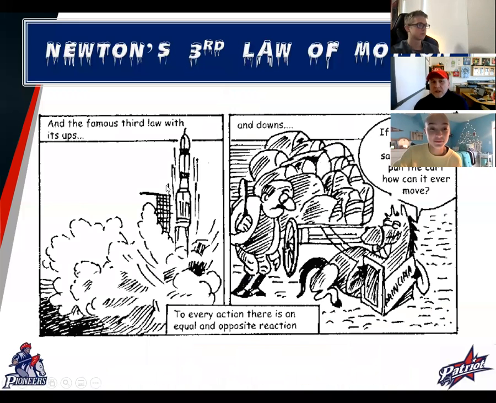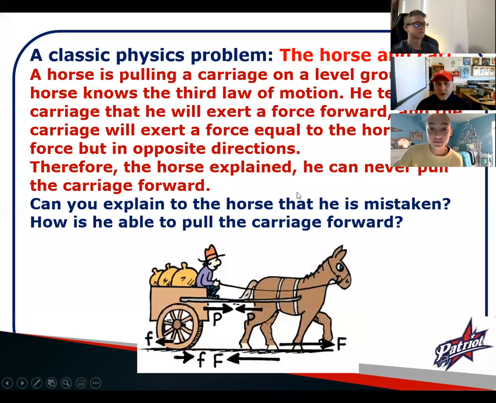Now, this is how rockets work. Same idea as a fire extinguisher, except obviously it's going vertically up. And then you have the horse and the cart, which is the classic physics problem. The horse and the cart.